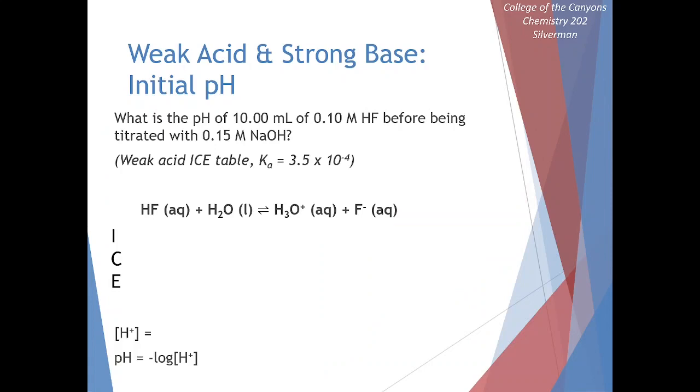We can run through an example here. With a weak acid and a strong base titration, well, before the titration starts, what is our pH? We can just do a regular ICE table calculation. 0.1 molar hydrofluoric acid will reach its equilibrium, and we can solve this problem. Solving our ICE table, we know the concentration, we know the pH, 2.23.